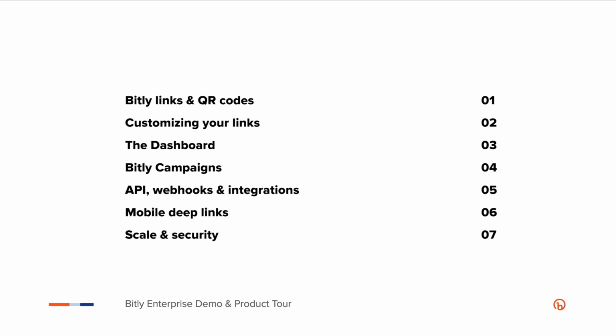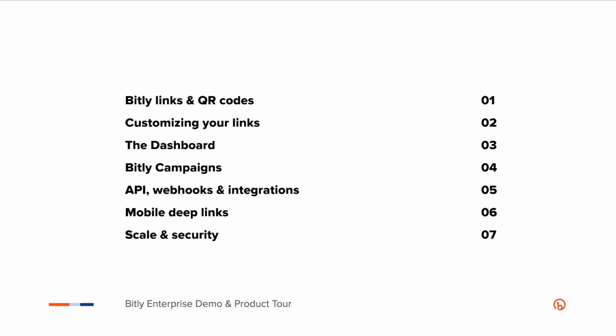Here's a look at today's agenda. As you can see, we're going to start with Bitly links and QR codes. We'll walk you through how to easily create and sort your links. Then we'll give you an overview of the metrics you have access to on each and every one of them. Next, we'll move into the custom Bitly links section, where we'll go over what a custom branded link is and how to redirect a link to a new target URL.